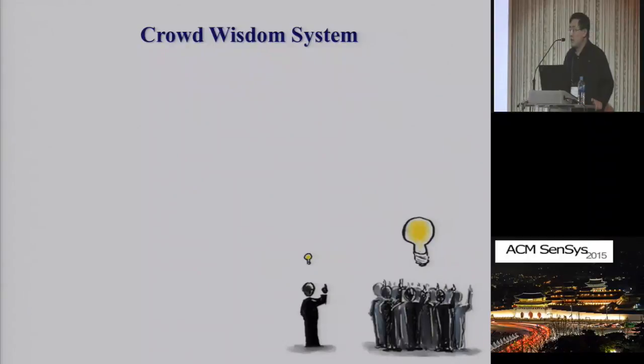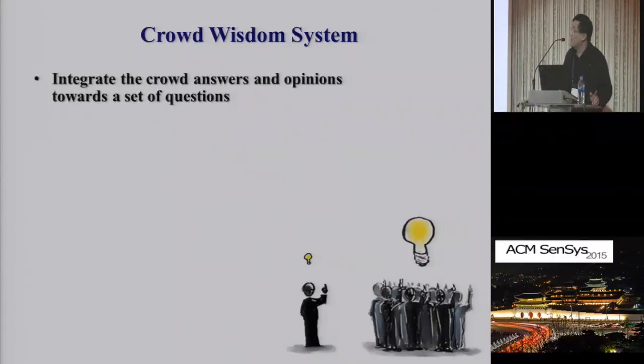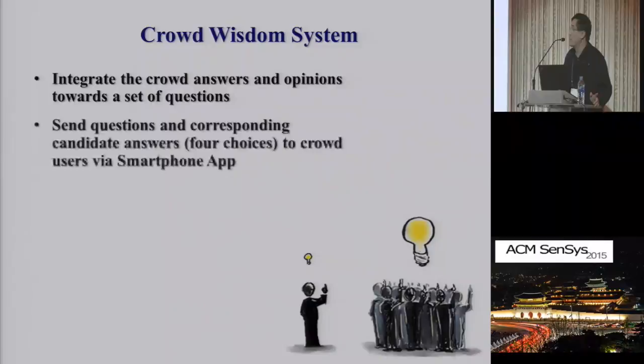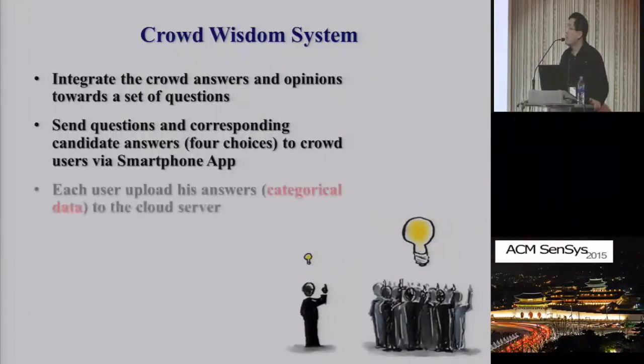The second experiment is conducted on a crowd wisdom system. Oh, sorry. In this application, we integrate the crowd's answers and opinions to a set of questions. We send questions to the crowd users and aggregate their answers. And of course, the answers here are categorical data.